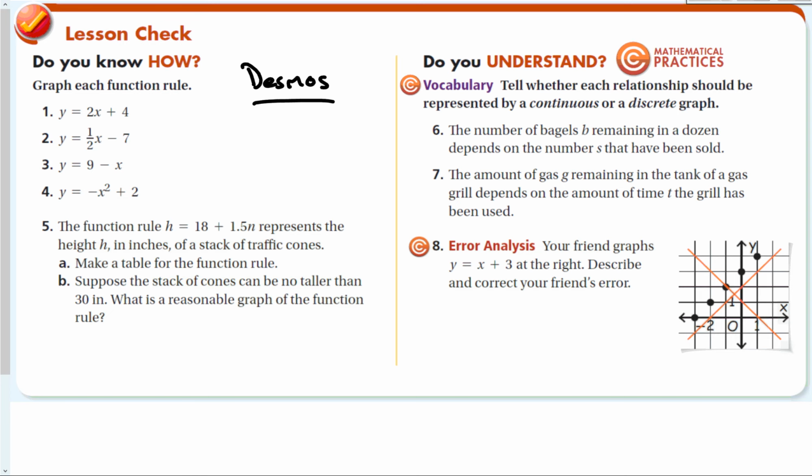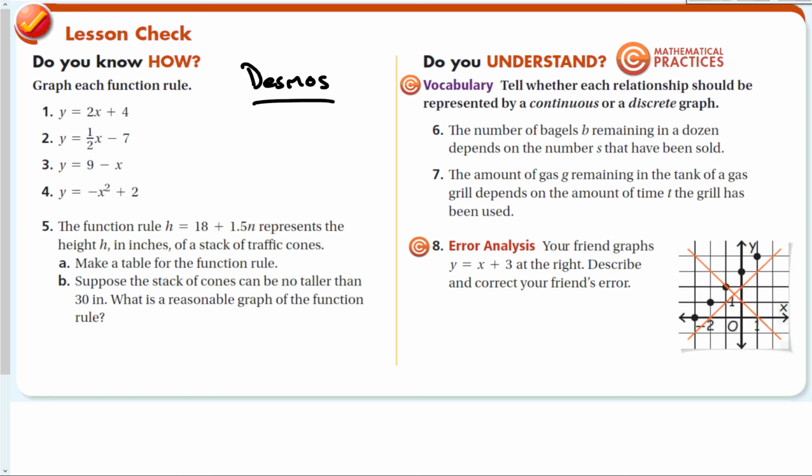So for that one, when I graph the function, okay, I'm going to get a nice little line, but this is going to be a discrete function because I can't split the cones up into different parts. Okay. So here these are better problems.